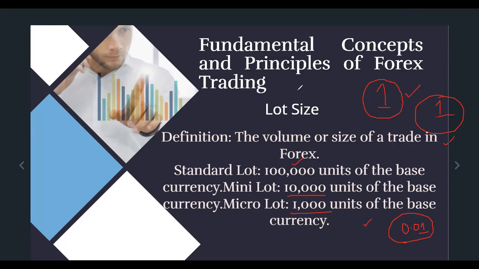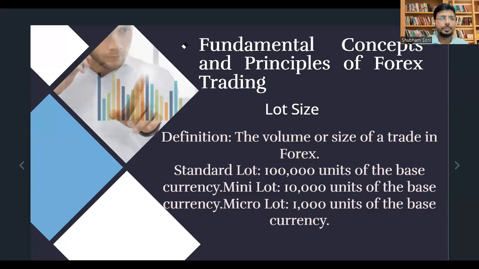Now, every time the market fluctuates, you will also get the profit on 1,000 units, 10,000 units, or 1 lakh units, depending on how much money you have invested. So basically, you trade currencies in lots. You trade in the Forex market with lots, right?